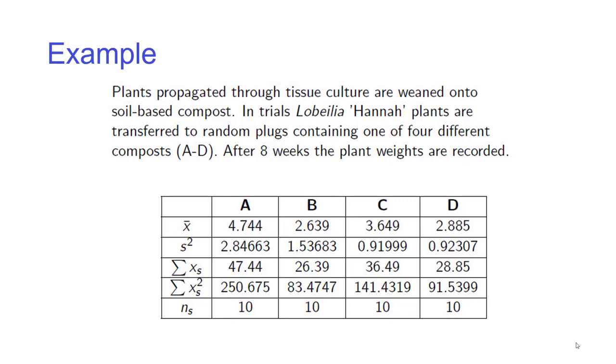So what you've got is the mean weight of A, B, C and D. You've got their variances, the S squared. You've got the sum of the x's, the sum of the squares of x's, and the number in each group, which is 10. So this is going to explain why you don't want to do these by hand.